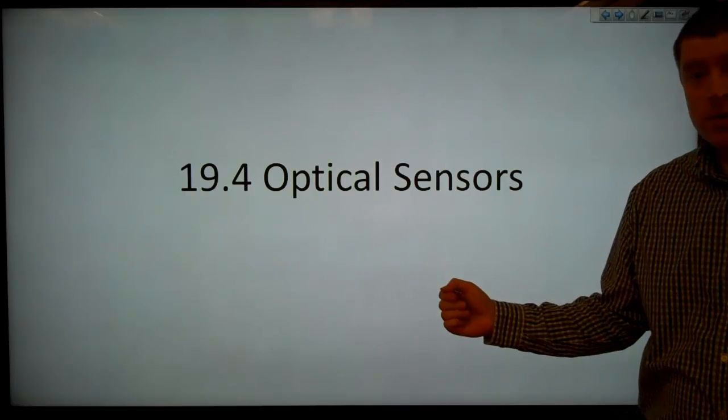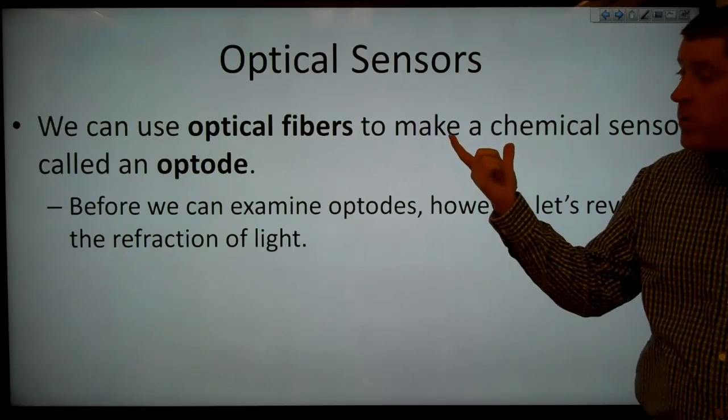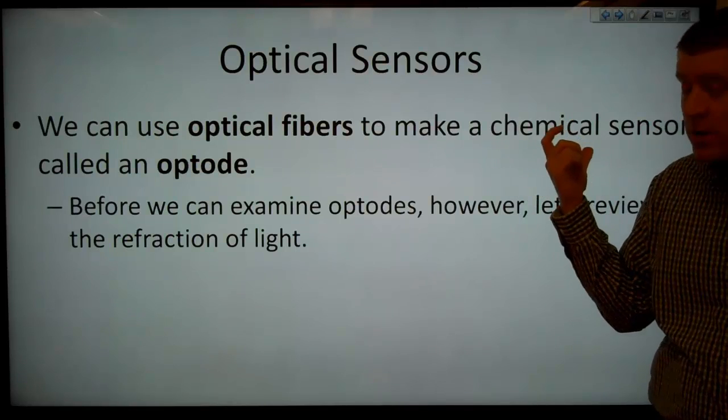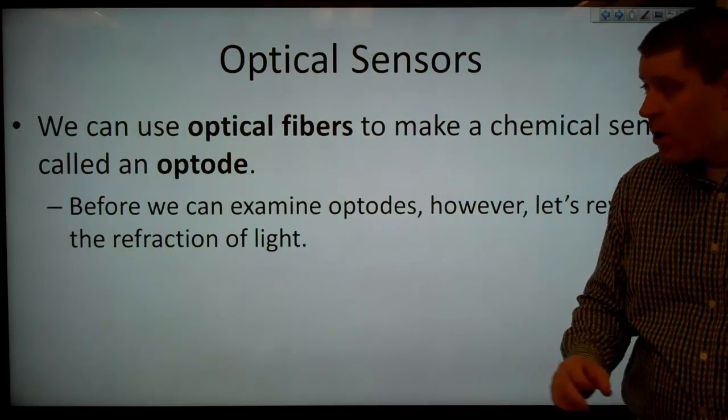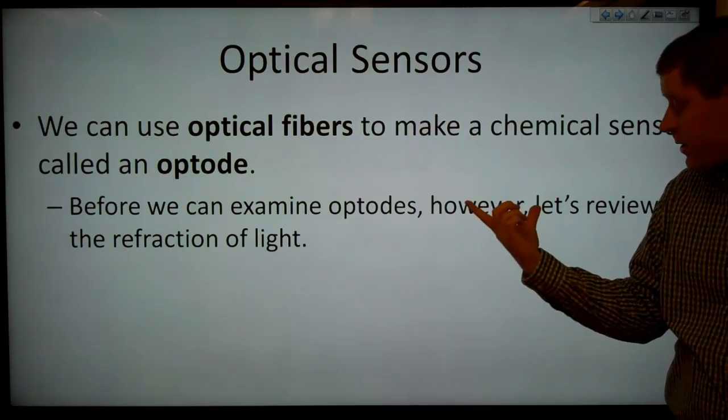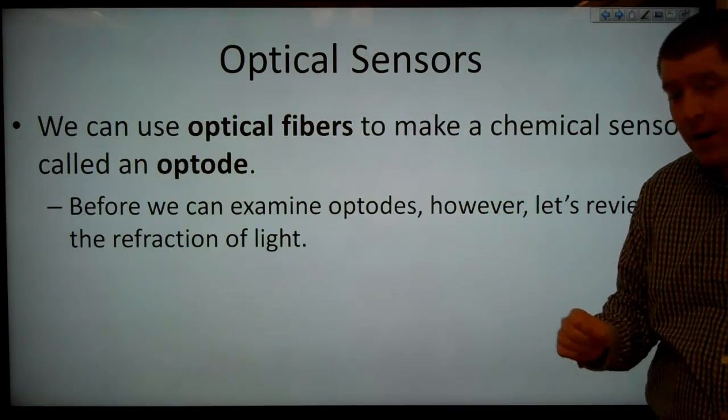Welcome to Optical Sensors. We can use optical fibers to make a chemical sensor called an optode. But before we can talk about optodes, let's review the refraction of light.